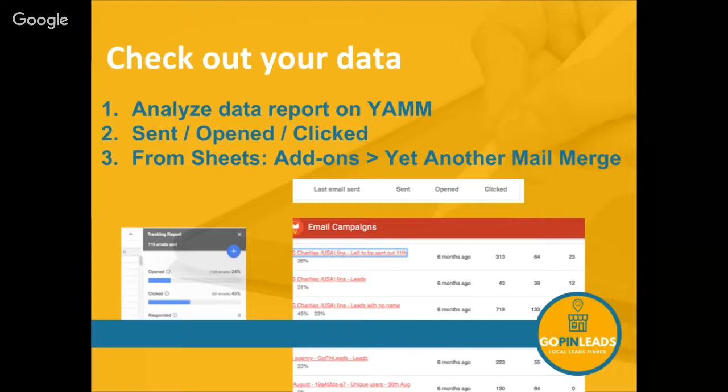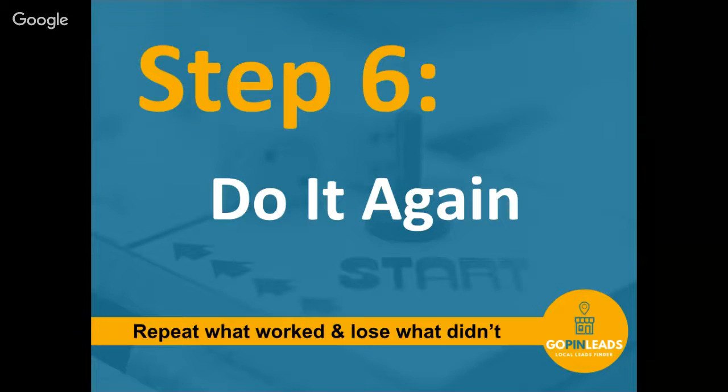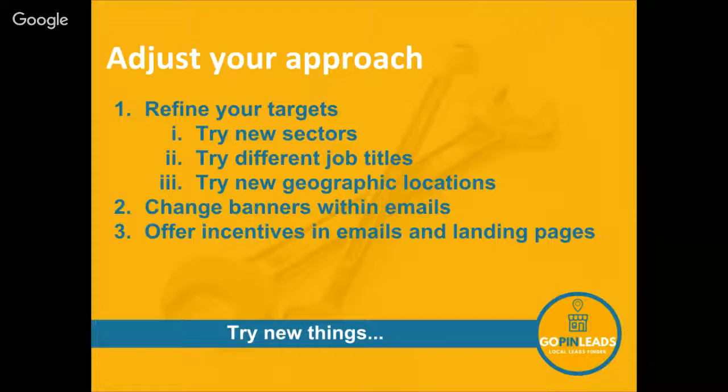I'll explain more about how all of that is displayed a bit later on in this webinar. Step number six, before we get to the practical section, I want to tell you, you're going to be doing this again and again and again. What worked, you'll do again and again, and what didn't, you're just going to drop in the bin or in the recycling and walk away. Okay, so adjust your approach. If it's not working, or indeed, Horatio, even if it is, adjust your approach to always chase the next benchmark. Okay, refine your targets, try new sectors, try new job titles.